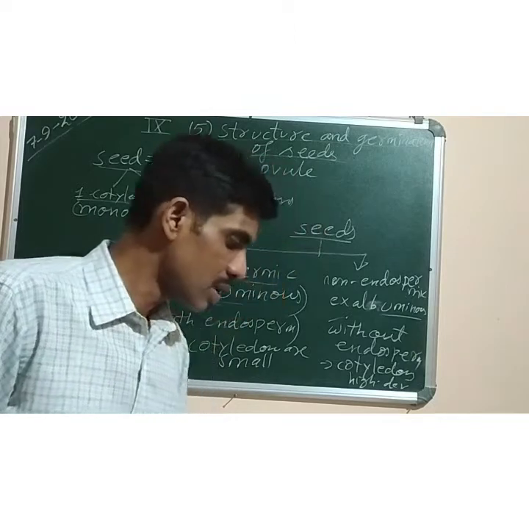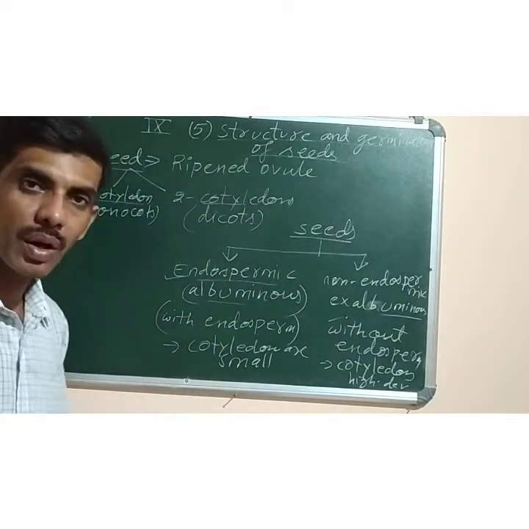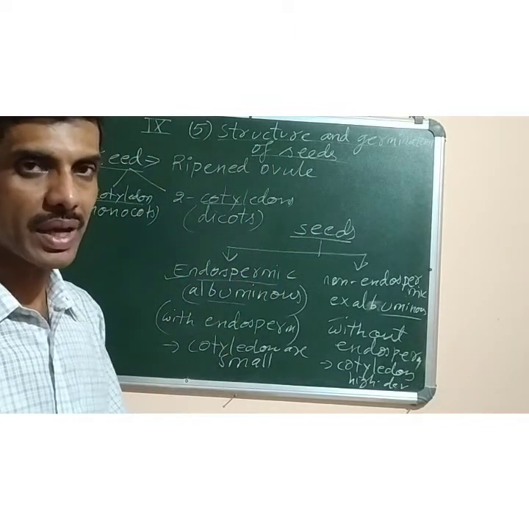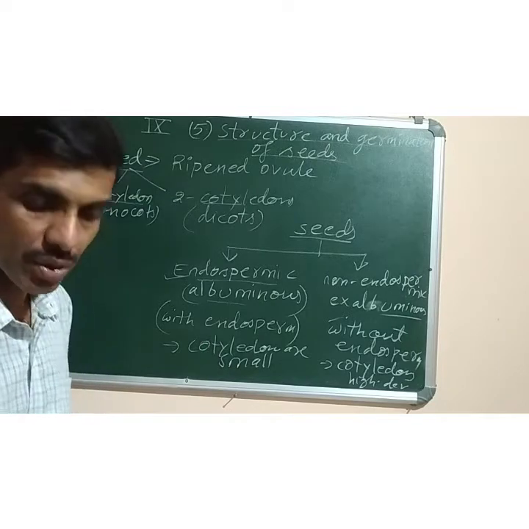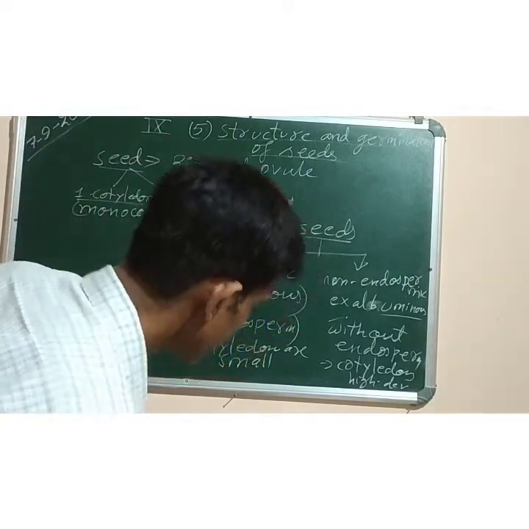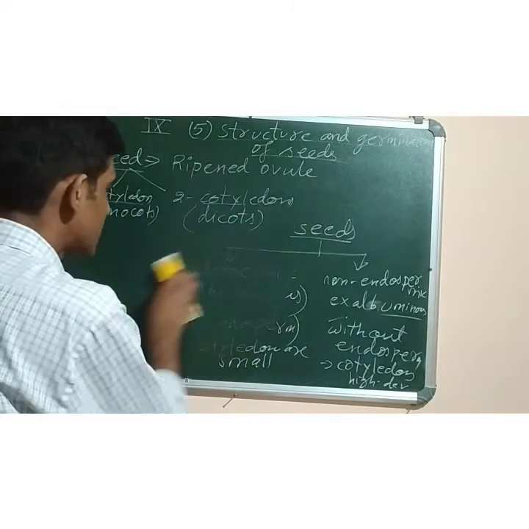So now next we have to study one monocot seed, that is maize, and the other one, the dicot seed, which is the bean seed. So first we will study the maize seed.